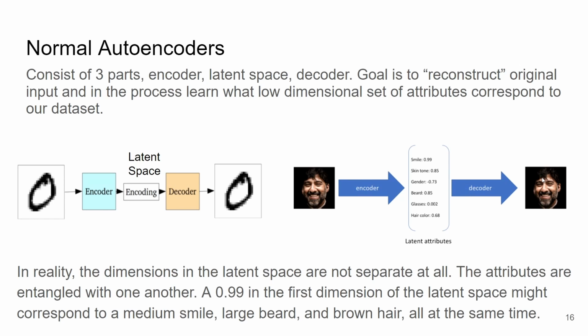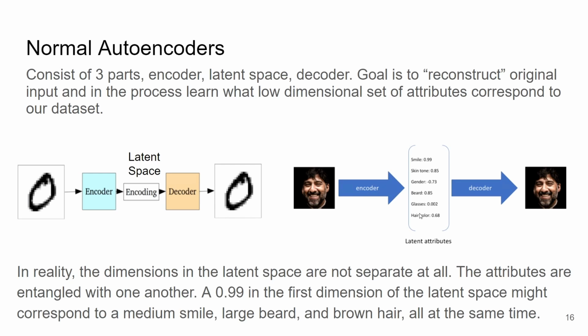And that's what autoencoders are supposed to do in theory, right? And theoretically, we should be able to change any of these properties in the middle here and have it output a different face and generate a completely different face. But here's the issue with this: that's unfortunately not how it works. So in reality, the dimensions in the latent space, they're not actually separate. So smile, skin tone, gender, beard, glasses, hair color, the attributes are all entangled with one another, right?